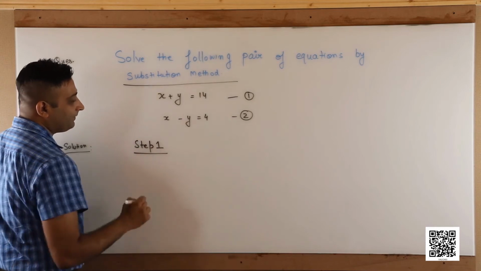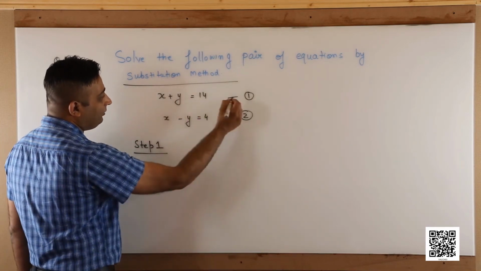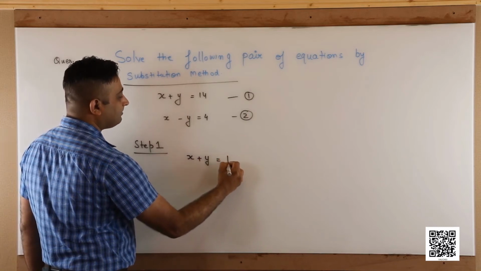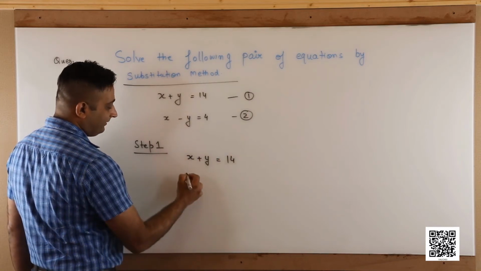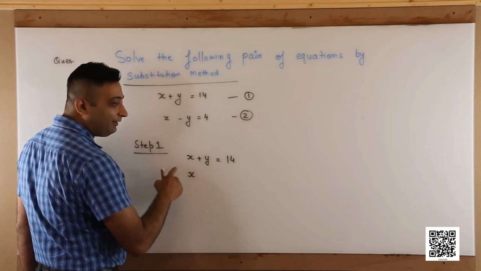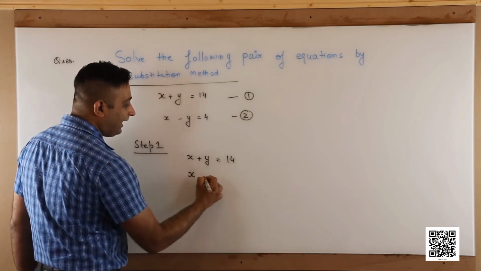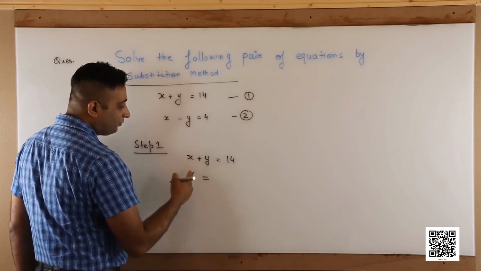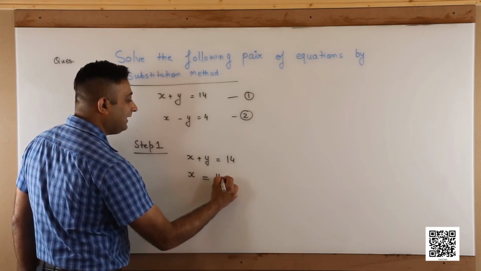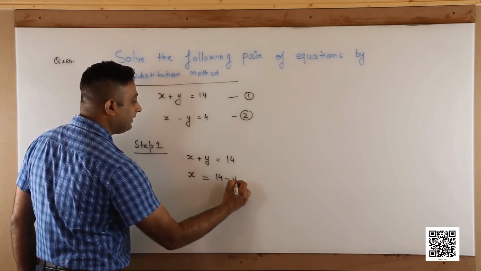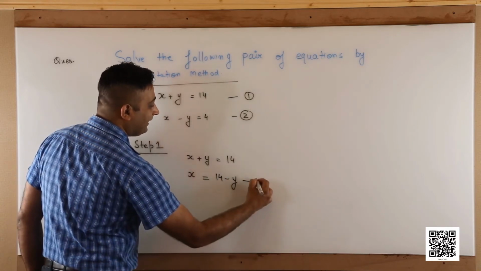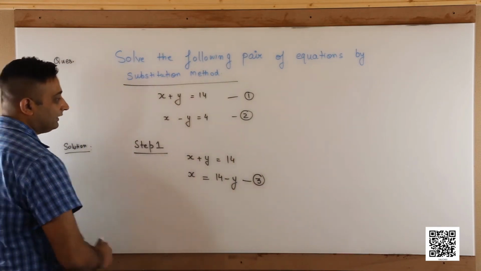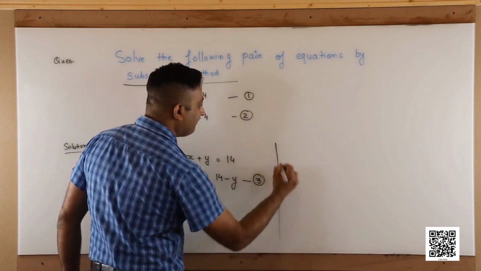Step number 1. We can take any of these equations and rewrite this, that is x plus y equal to 14, and we will find one variable in terms of another. So we can find x or we can find y. So we are now finding x in terms of the other variable, that is y, and name this equation as equation number 3.